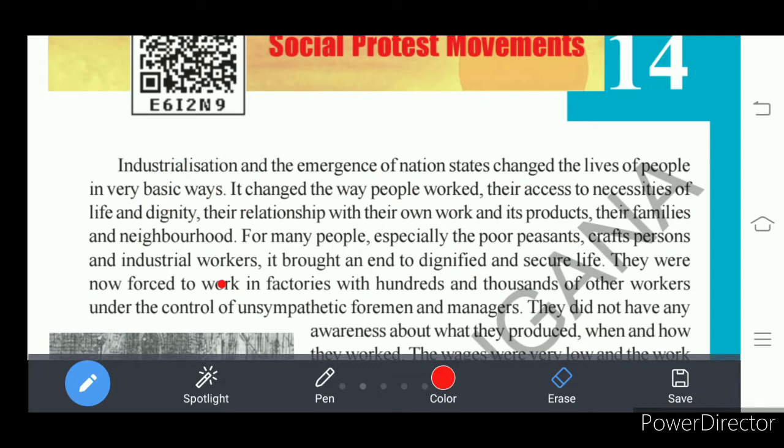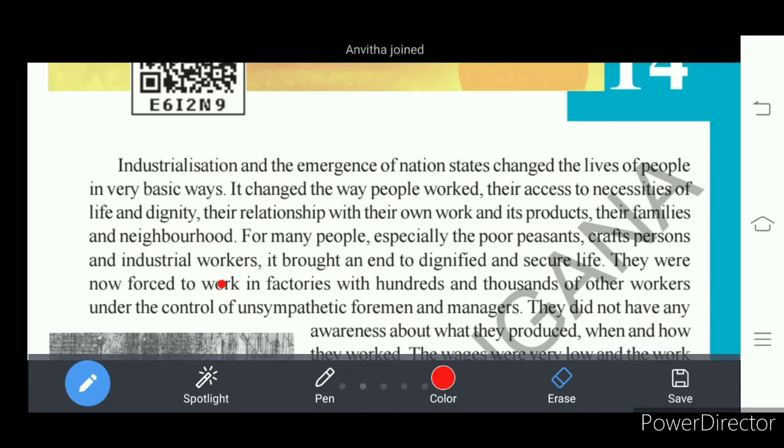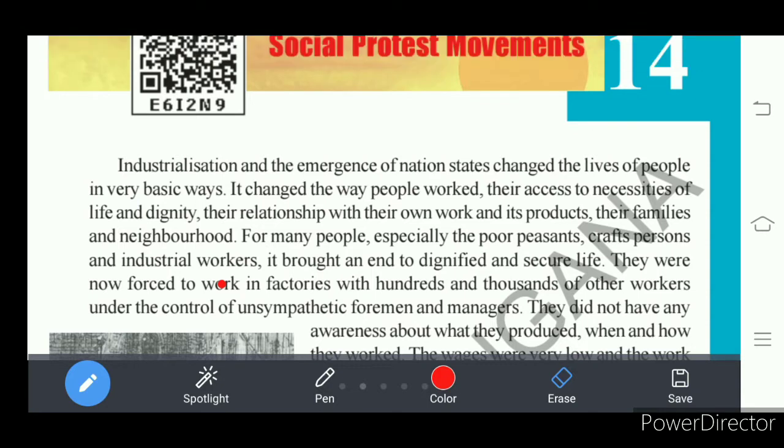See, the way the people worked: earlier to industrialization, people worked manually. When industries came, they started working in factories along with machines. So the way the people worked, their access to the basic things of life and their dignity, all these changed. Their relationship with their own work, with whatever they produced, and with their neighbors changed. Especially the poor people, poor peasants, craft persons, and industrial workers, suffered a lot. They had lost their dignified life.